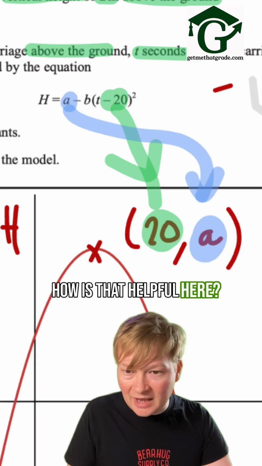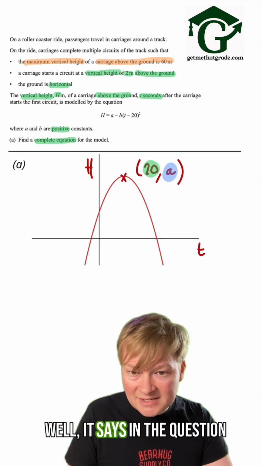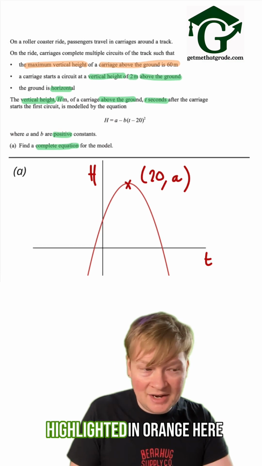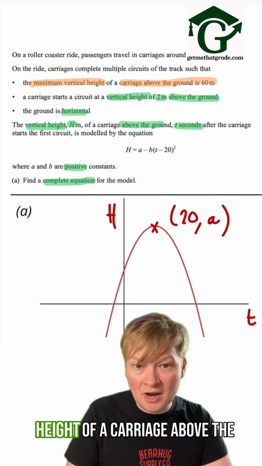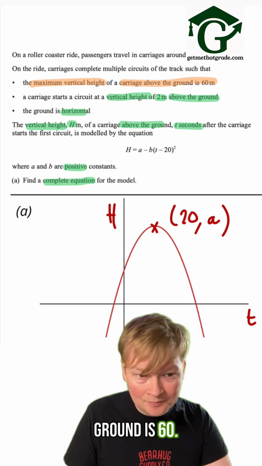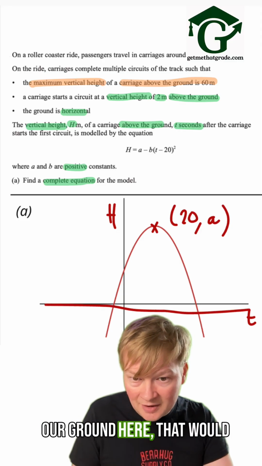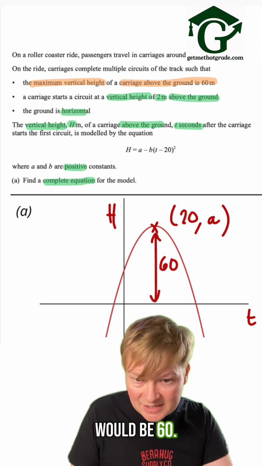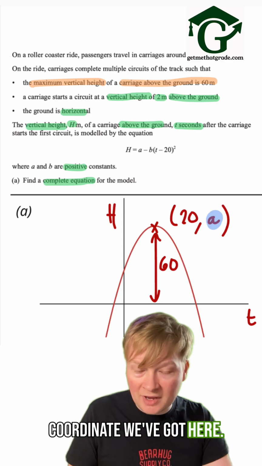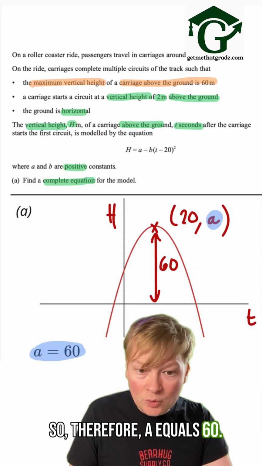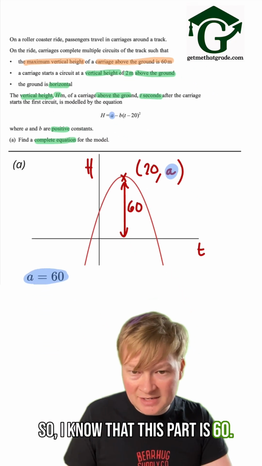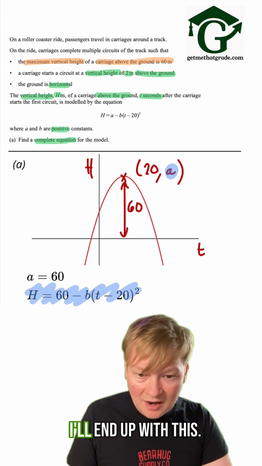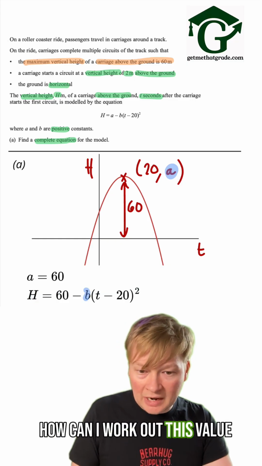How is that helpful here? Well, it says in the question, highlighted in orange here, that the maximum vertical height of a carriage above the ground is 60. So that would be, if this is our ground here, that would be this height here, that would be 60. And that would be the y coordinate that we've got here. So therefore, a equals 60. So I know that this part is 60. If I substitute that into the equation here, I'll end up with this. What else? How can I work out this value of b?